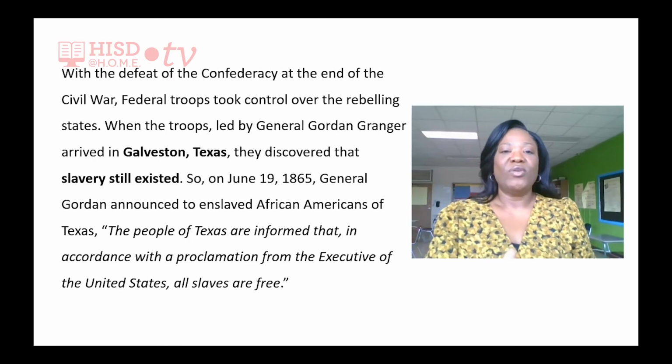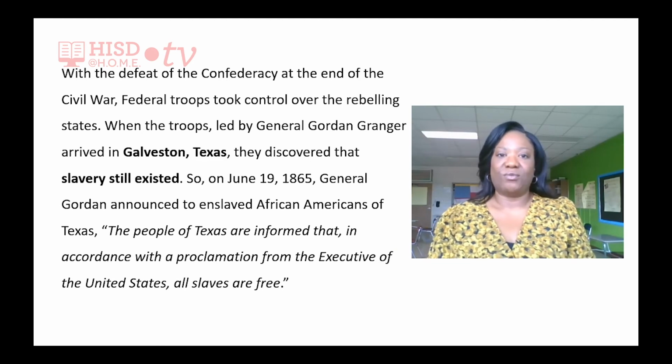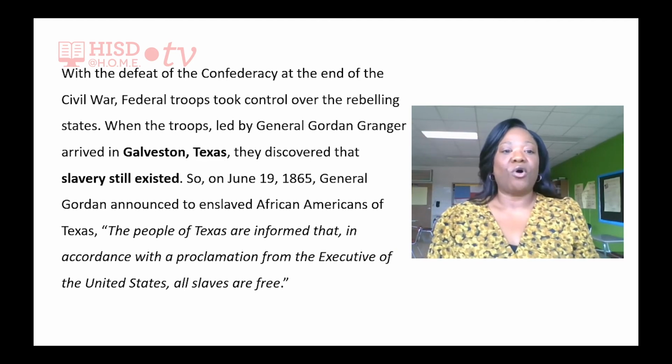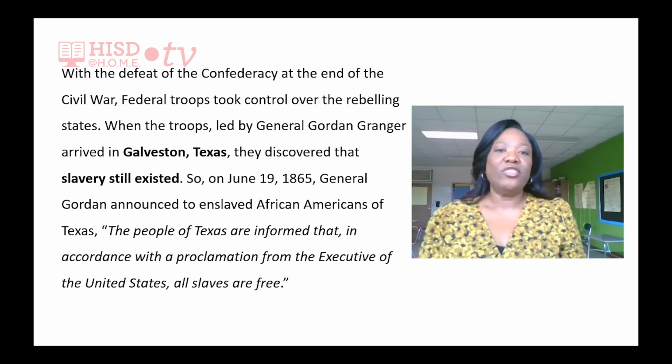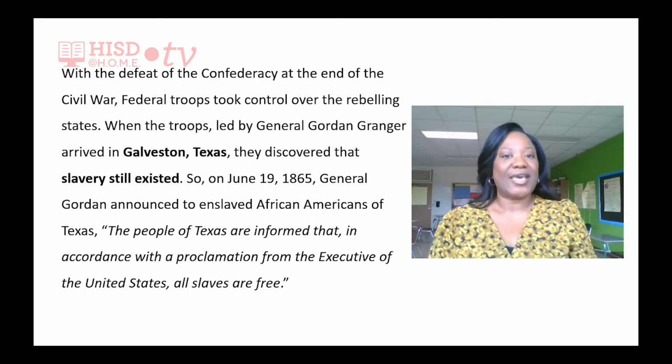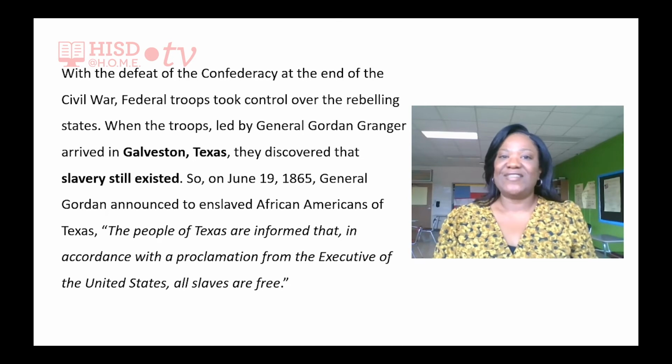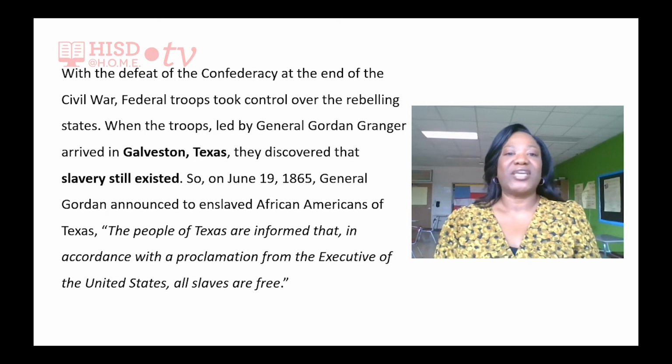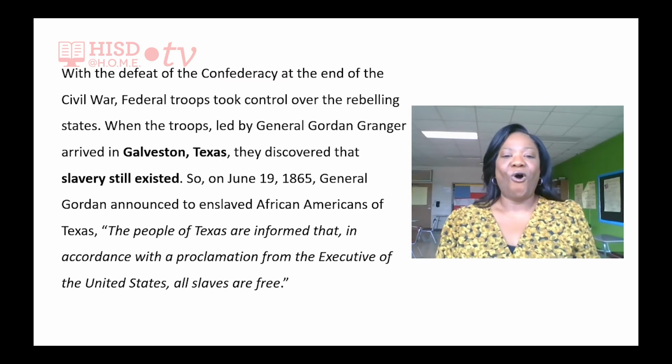With the defeat of the Confederacy at the end of the Civil War, federal troops took control over the rebelling states. When the troops, led by General Gordon Granger, arrived in Galveston, Texas, they discovered that slavery still existed. So on June 19, 1865, General Granger announced to enslaved African Americans of Texas: the people of Texas are informed that, in accordance with a proclamation from the Executive of the United States, all slaves are free.